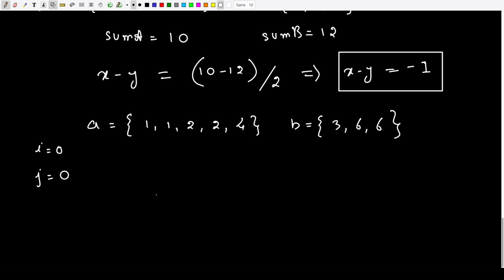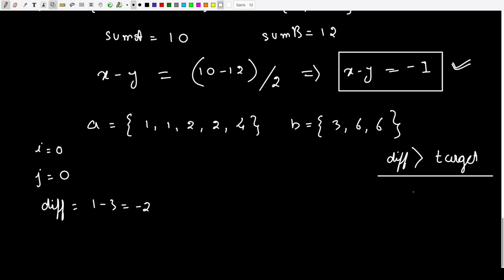Now we are going to compute the difference. So the difference between the 0th element of A and the 0th element of B is 1 minus 3, which is equal to minus 2, and minus 2 is not the target, right? So the target is minus 1. Now since the difference is not equal to the target, there exists a question: which pointer should be incremented? Well, here in this particular case, we are going to check whether the difference is greater than the target.